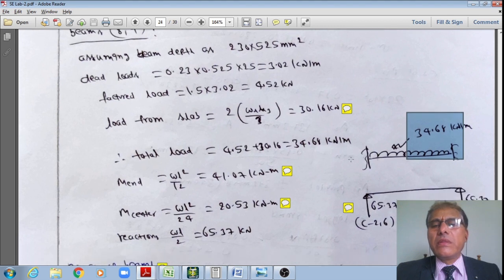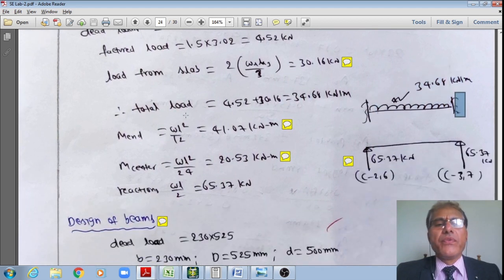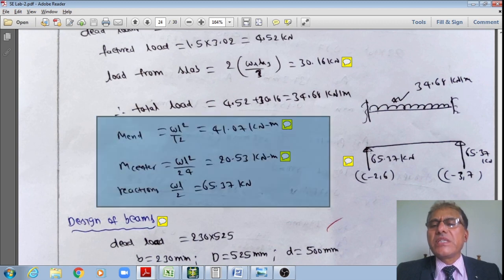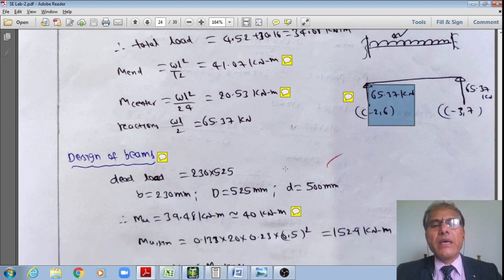Therefore, these beams are fixed at both ends, so the fixed end moment is equal to W L square by 12. It is 41.07 kilonewton meter, whereas at the center W L square by 24 is 20.53 kilonewton meter, and the support reactions are 65.737 on either end.